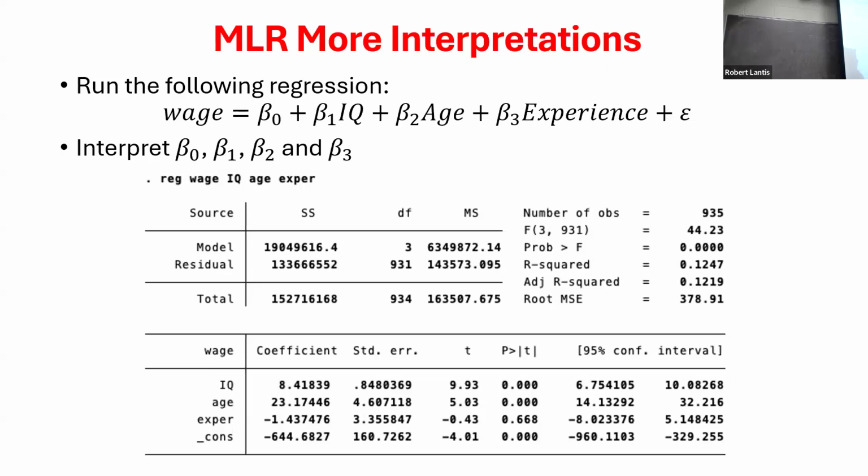Holding everything else constant, so holding the age and the experience of the individual constant, having 1 additional point of IQ would predict your wage would go up by $8.41 if we round it, right? So it's the same way we interpreted it before, but now we add in this holding the other things constant. It's not holding everything else constant, it's just holding everything else in the regression constant. Okay. So how would I interpret the experience variable? This one gets to be a little weird.